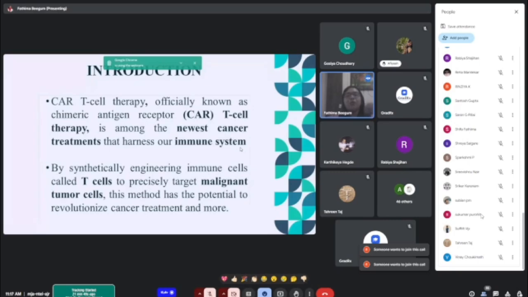What do you mean by immunity? What are the main cells involved in immunity? T cells and B cells. So here in immunotherapy, we are using the T cells. We are activating the T cells and making them useful.